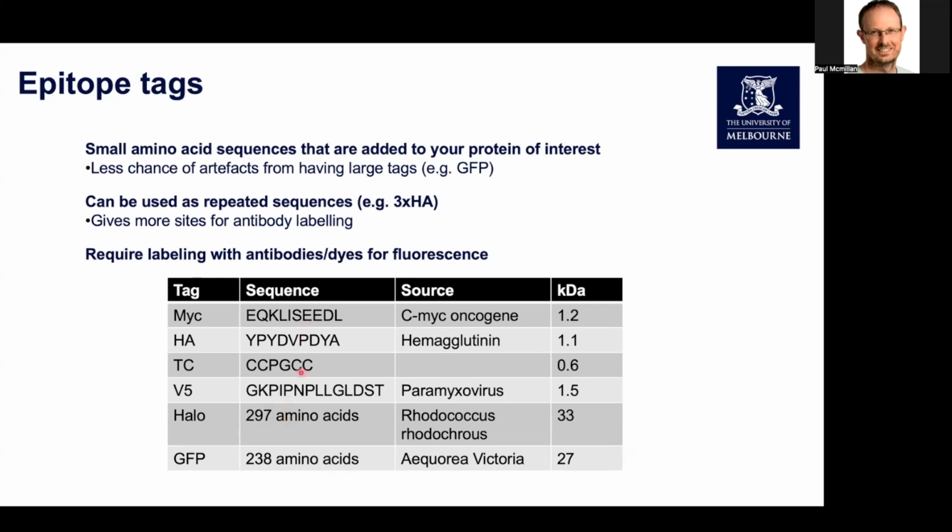Often with these epitope tags, these short sequences, you will find that they will be used as repeated sequences. So like if you see a 3x HA, then there's 3 copies of this tag running in a line in your protein sequence, which allows you to bind 3 sets of antibodies to that tag.